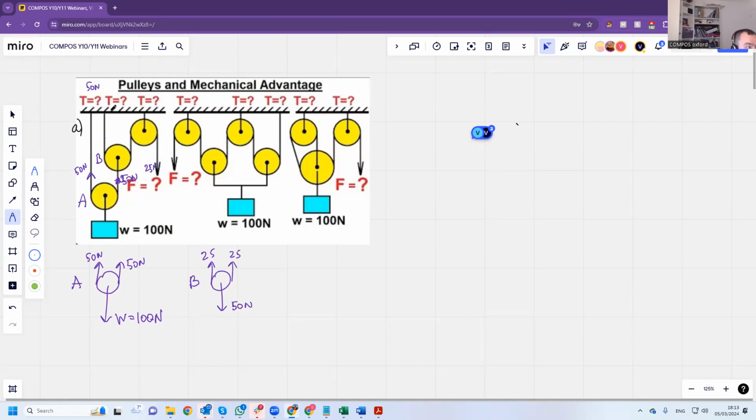This is 25 newtons. So this rope is 50 newtons. The second rope is 25. This is 25, this is 50. This is 25, this is 25. This is 50 and this is 50. What is the tension force equal to the weight?